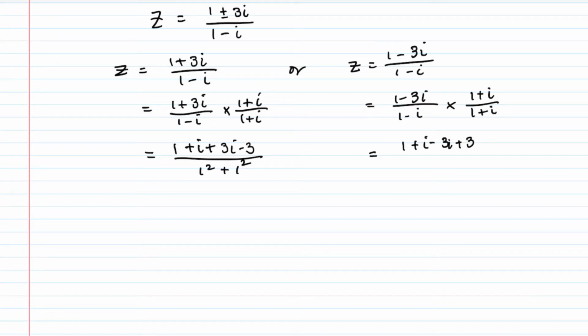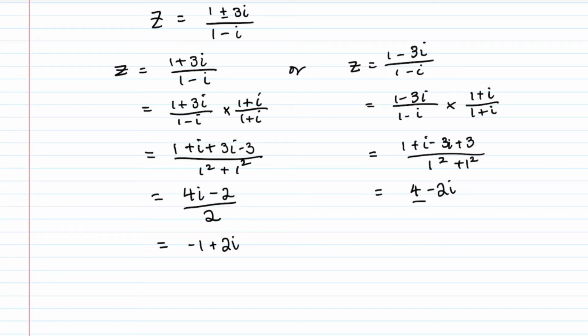Right, so that's all. Then after, you just need to simplify this. This side you will get 4i minus 2 over 2. Simplify it, you will just get minus 1 plus 2i. You bring the real one in front. On this side, you still have 1 squared plus 1 squared here. On this side, it will just become 4 minus 2i over 2, and divided by that, you get 2 minus i.